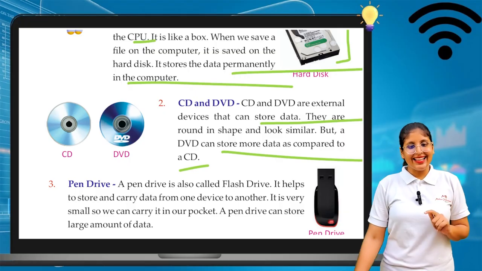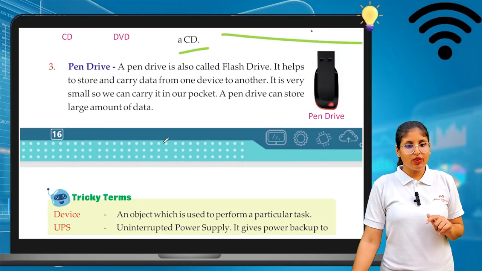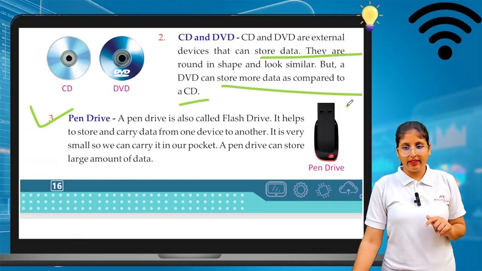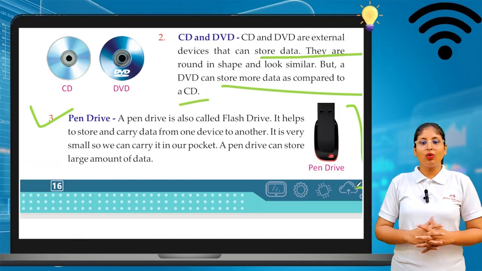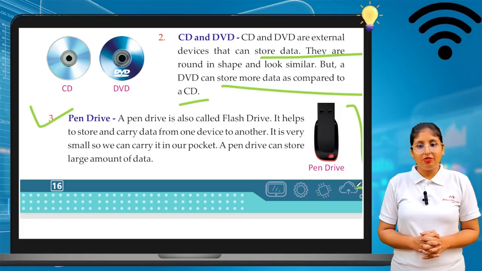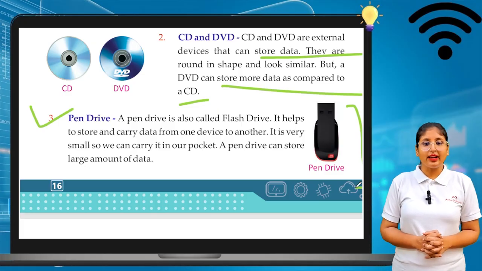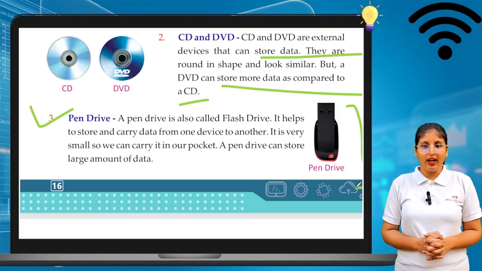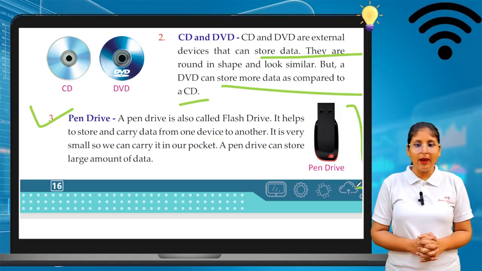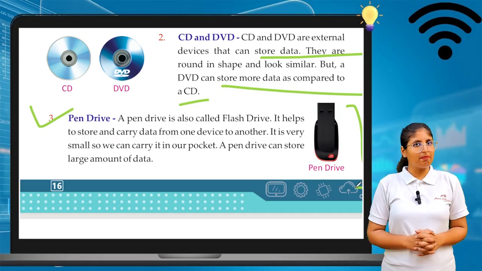Next, the pen drive is also there to store data. Nowadays the pen drive looks just like this. A pen drive is called a flash drive. It helps to store and carry data from one device to another. It is very small, so we can carry it in our pocket. A pen drive can store a large amount of data.